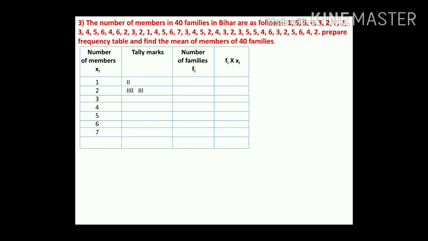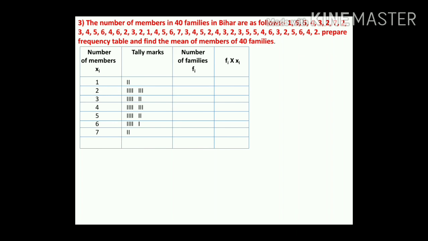Here, children, 2 has repeated how many times? 8 times. And 3, how many times repeated? 7 times. And 4 is repeated 8 times. 5 is repeated 7 times. 6 is repeated 6 times and 7 is repeated 2 times.